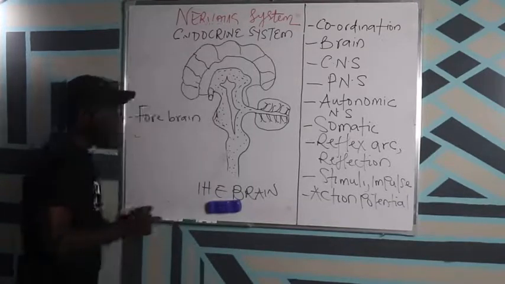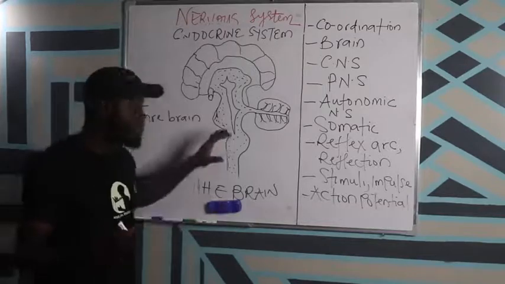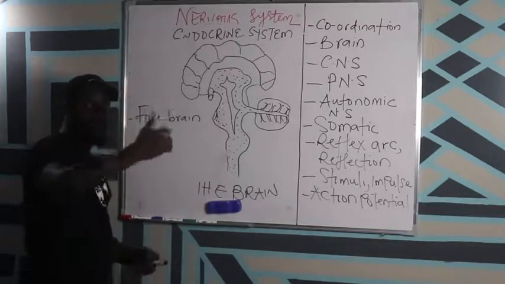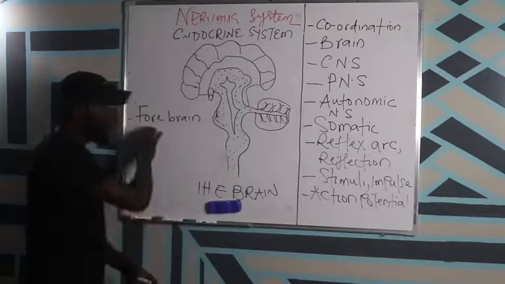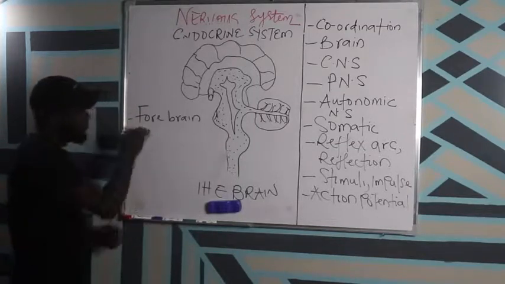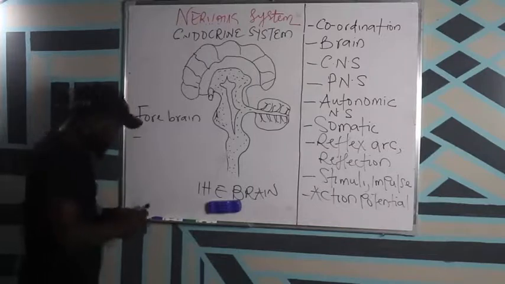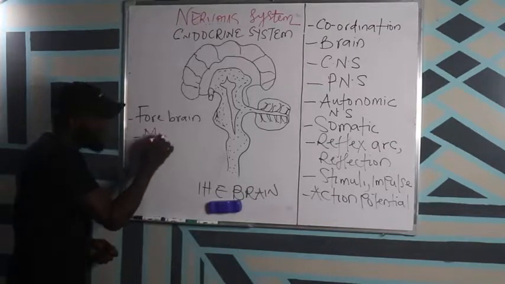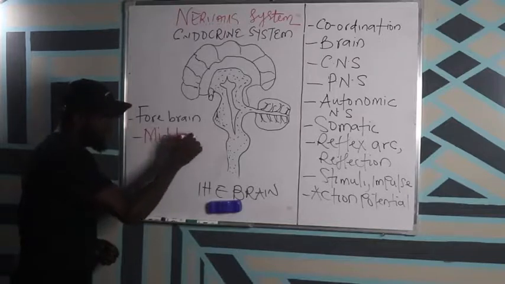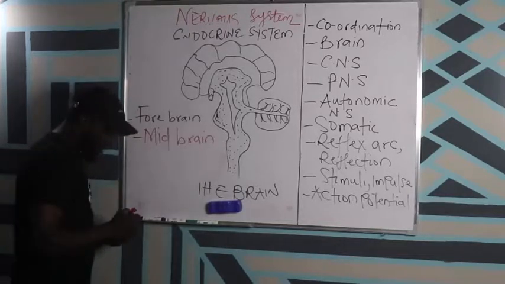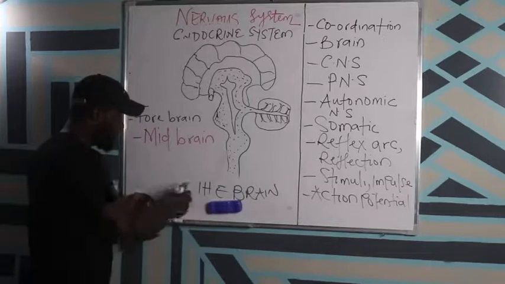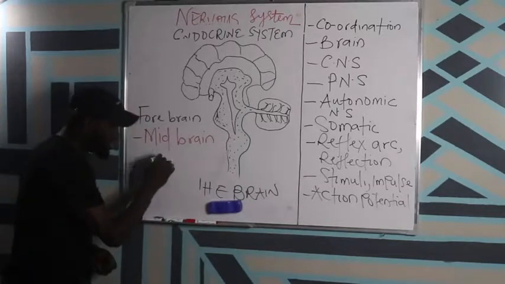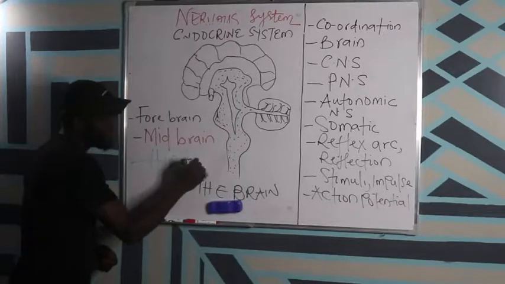Okay, so we talked about the parts of the brain. The brain is divided into 3 sections. The first one is called the forebrain. The second one they call the midbrain. The third, let's use a green marker for this, is called the hindbrain.